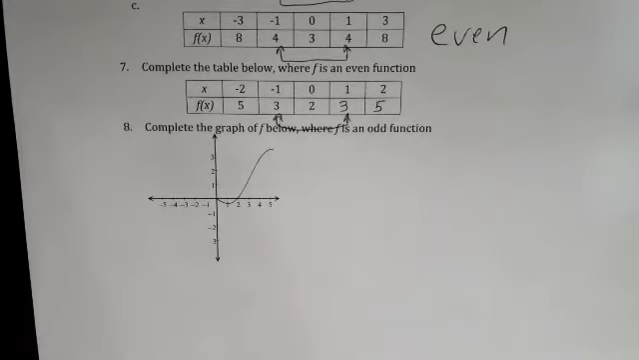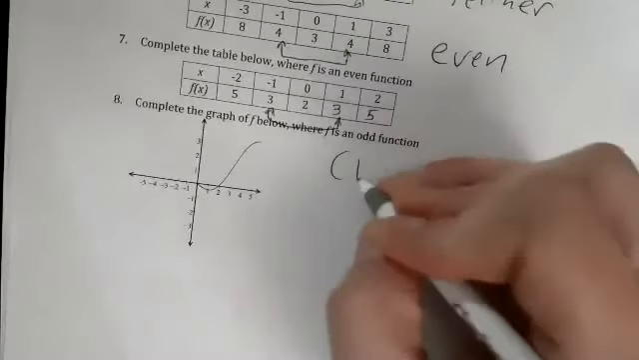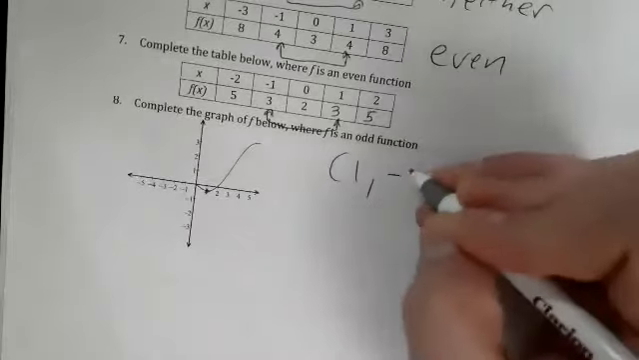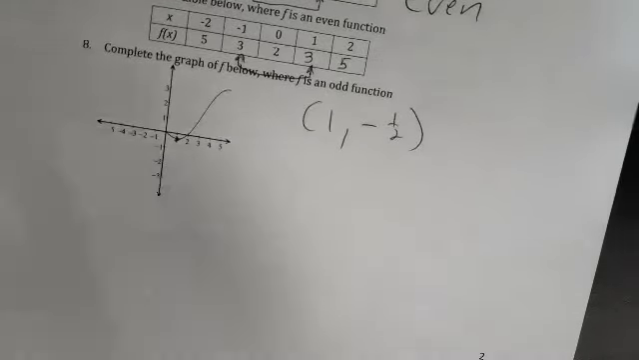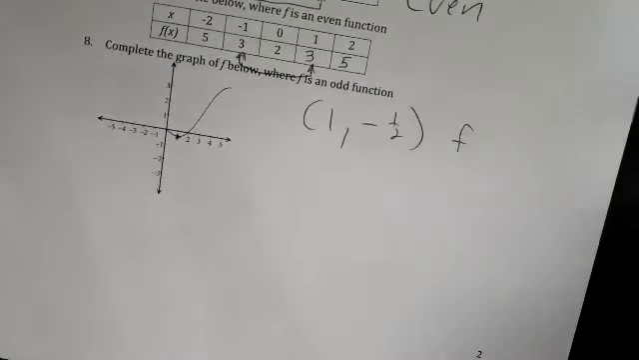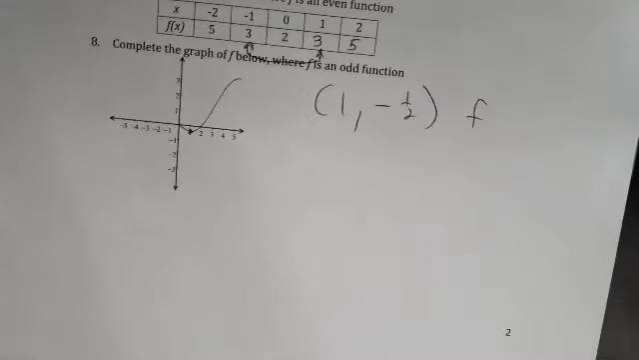Complete the graph of f below where f is an odd function. These wouldn't have to be perfect, but just approximating. So if 1 and -1/2 are a point on my original function, what's going to be on it if I reflect this thing twice? Another way to do it: you go from right to left, you go up a little bit, and then you turn, and then go down.